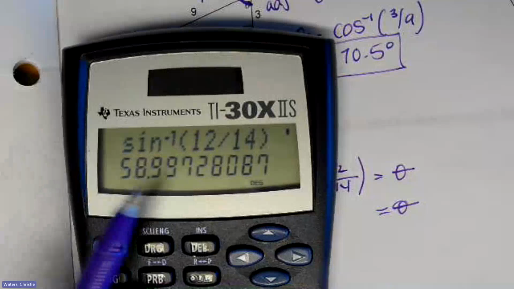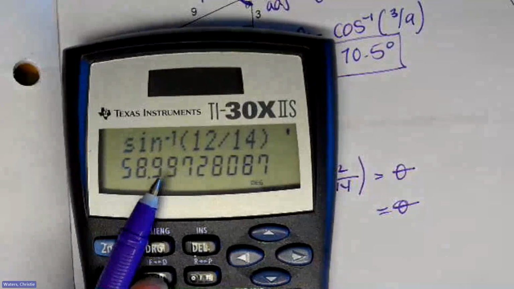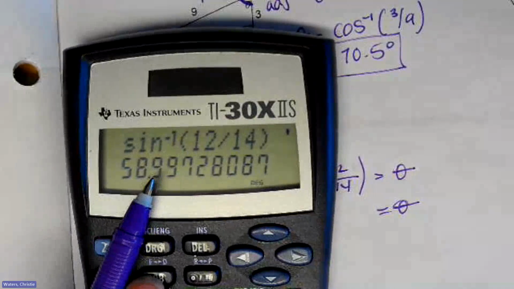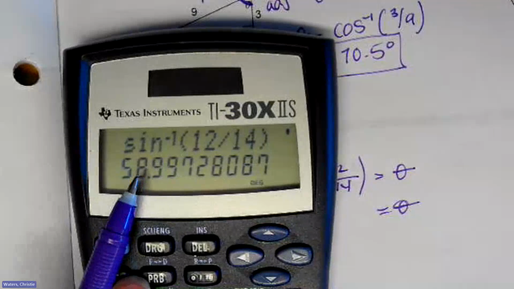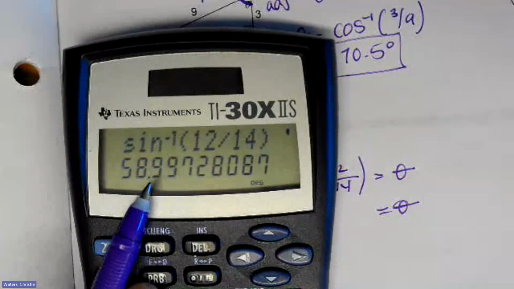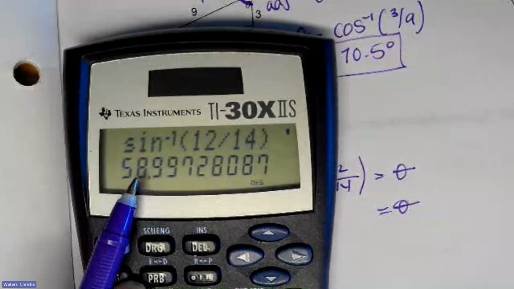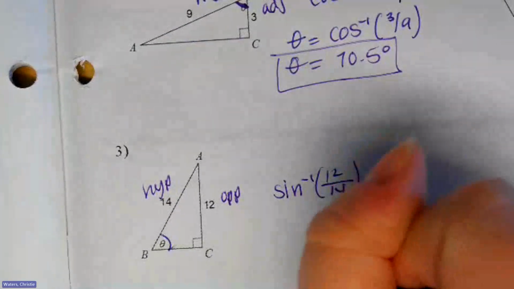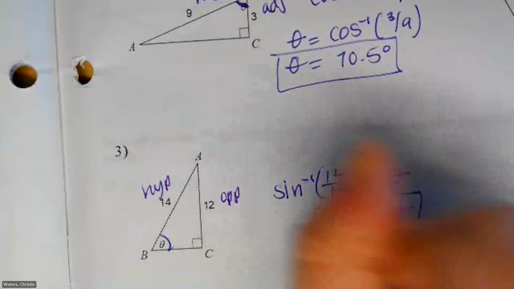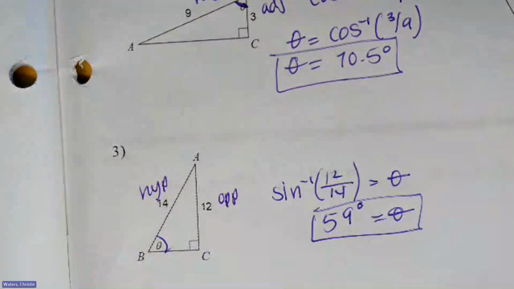58.997. So this is kind of a good rounding example. So this 9 would bump this 9 up to a 10, basically. So that means we're just going to put 59 for our answer because it's kind of like a chain reaction rounding situation. So that's actually going to be 59 degrees. So there we go.